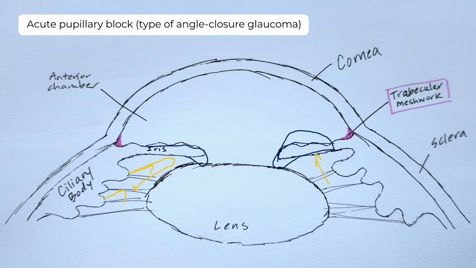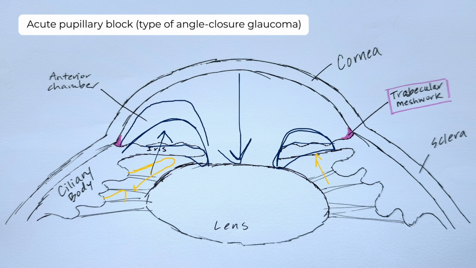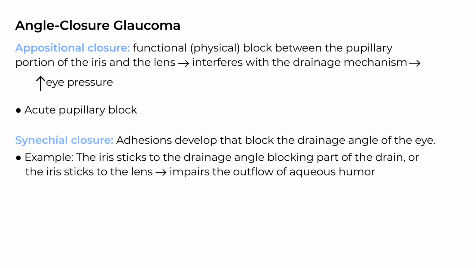And so what happens is it'll start to build up, and then that's going to lead to the iris bowing forward. So that's where you get the bowing of the iris because there's all this pressure that's building up. So here, the anterior chamber is actually deep centrally, but peripherally, the iris can get pushed forward so much that it's actually narrow peripherally. In synechial closure, there's adhesions that develop over the drain, and that can impede aqueous humor outflow.